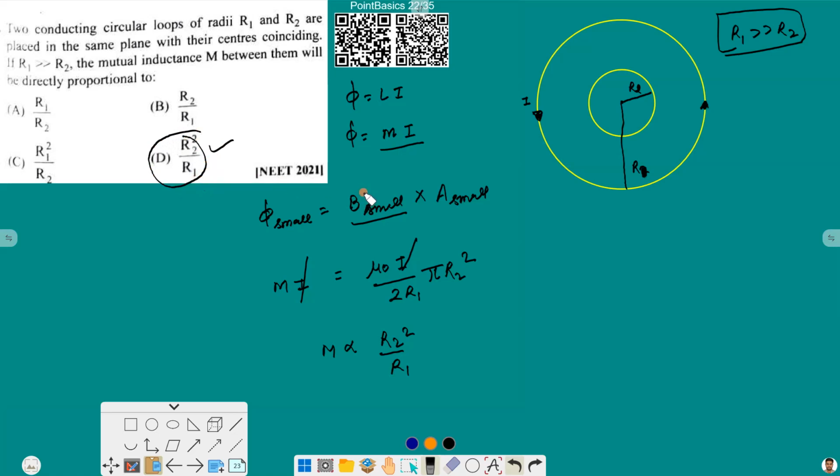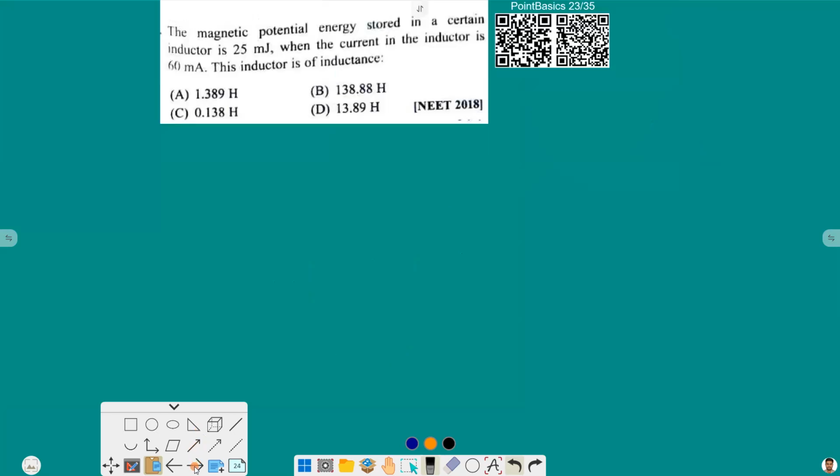Let's move to the next one. The magnetic potential energy stored in a certain inductor is 25 millijoule when the current in the inductor is 60 milliampere. Find the inductance of the inductor. We know that energy stored is half L I squared in case of an inductor. So 25 into 10 raised to power minus 3 is equal to half L, with 60 into 10 raised to power minus 3 into I squared.